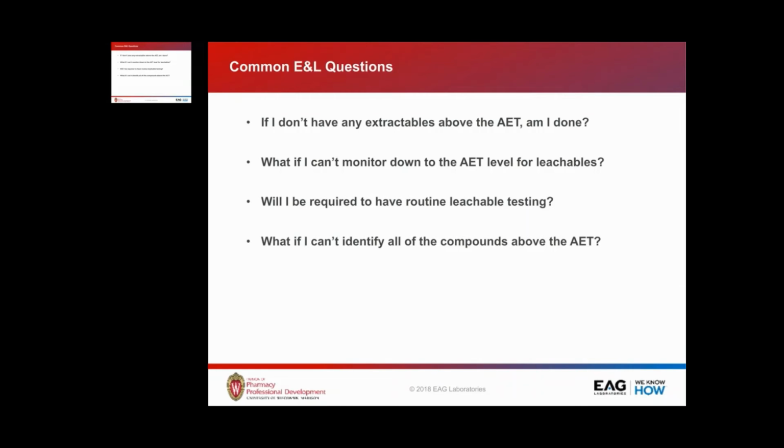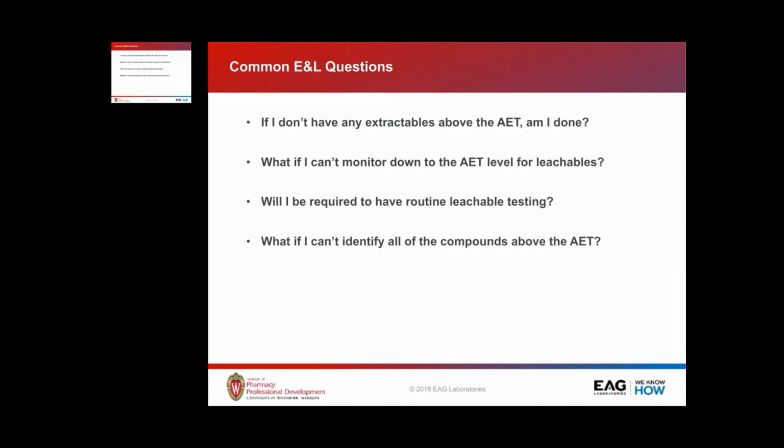What if I can't identify all the compounds above the AET? This can happen. Sometimes you may have a leachable that you can't isolate because as you attempt to isolate it, it becomes transitory. Perhaps it's an intermediate, it degrades itself. Maybe it's a leachable that isn't able to get a mass spec signal because it's not ionizable or something.